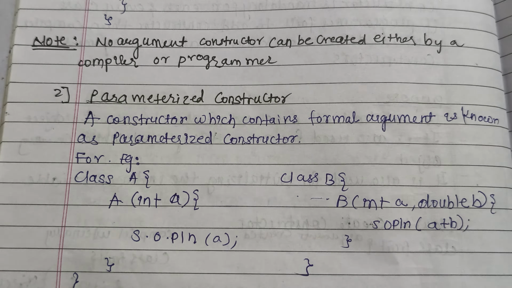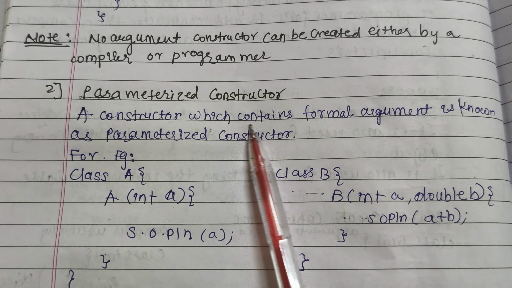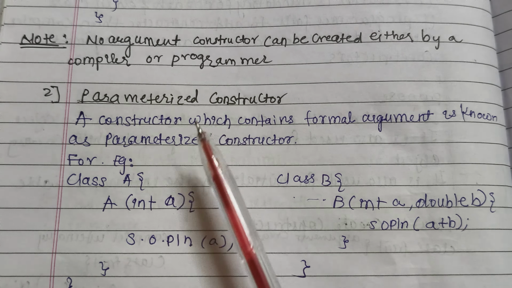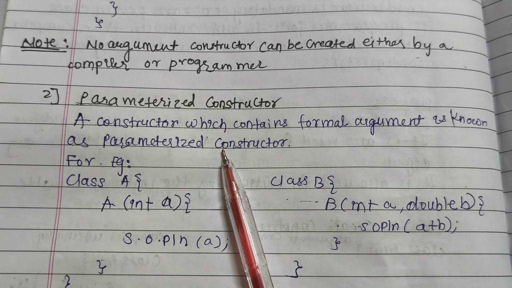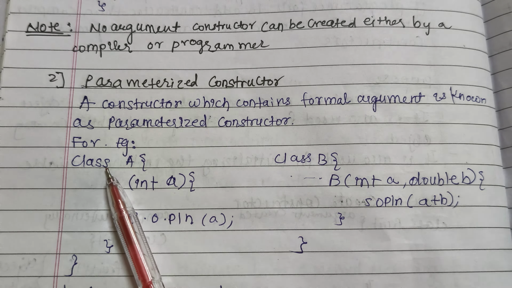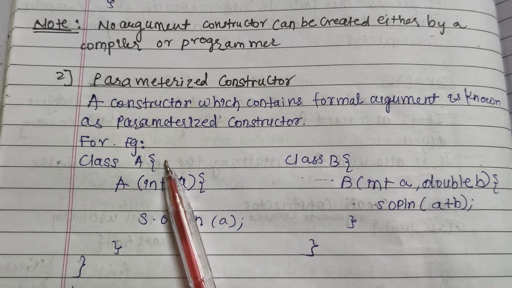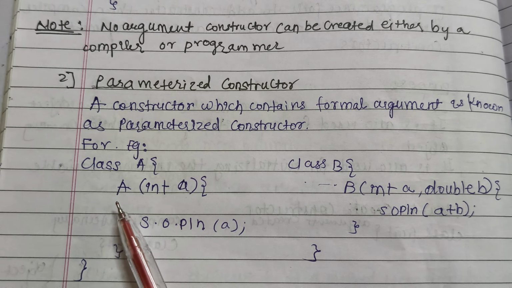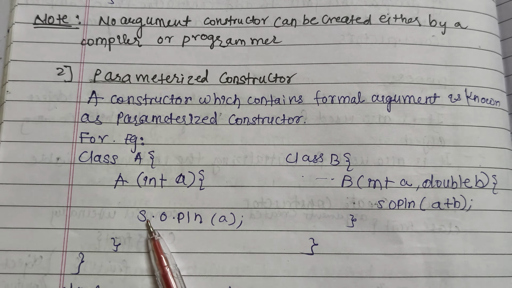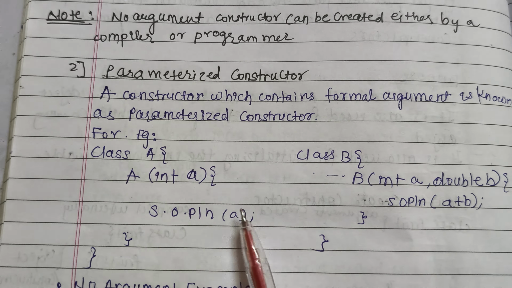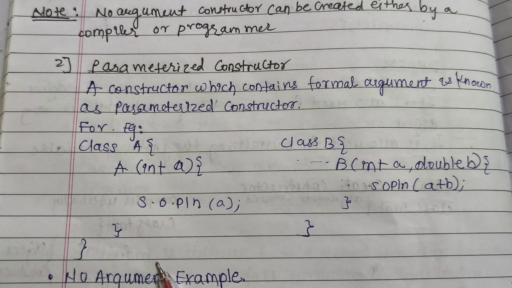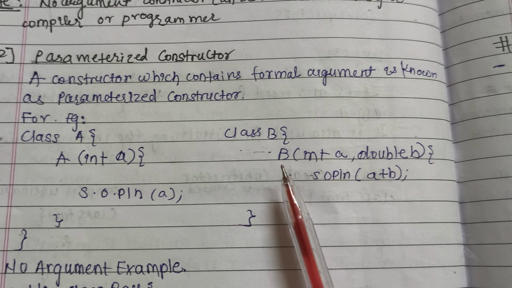Now let us understand what a parameterized constructor is. A constructor which contains formal arguments is known as a parameterized constructor. So this is completely opposite to the previous one. This constructor is nothing but one which will have formal arguments or parameters. Let us understand through an example. A class A, then in class A we have a constructor with the name A, and in this we have a formal argument, int A. And we are printing this A over here, and we are closing the constructor and closing the class. So this way we can write a parameterized constructor.